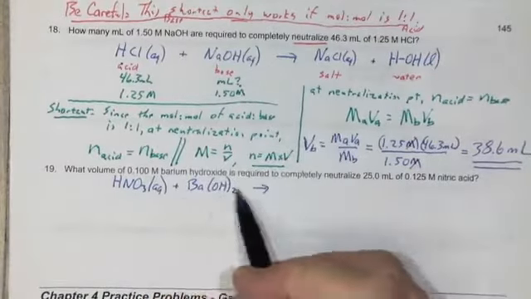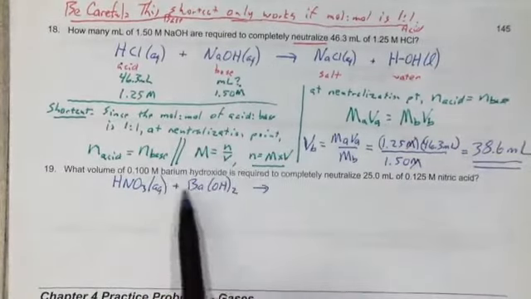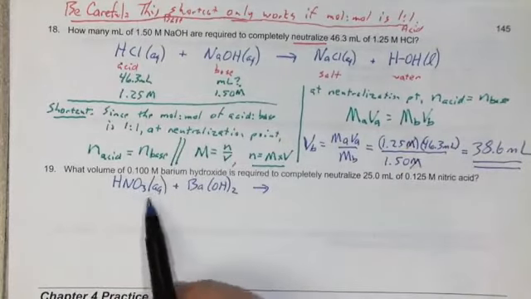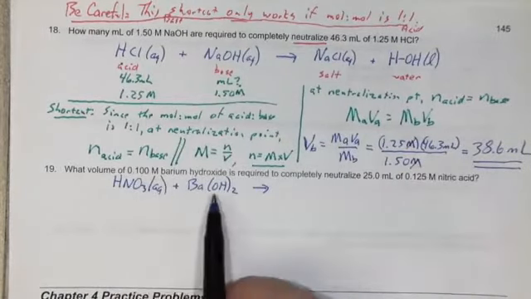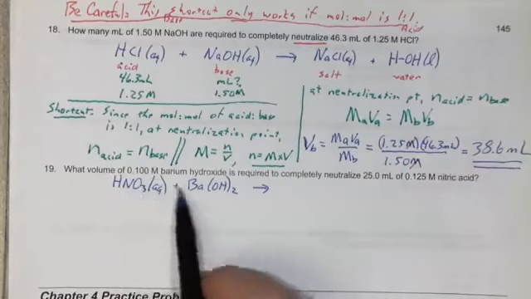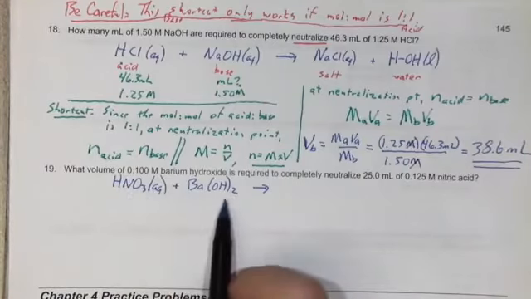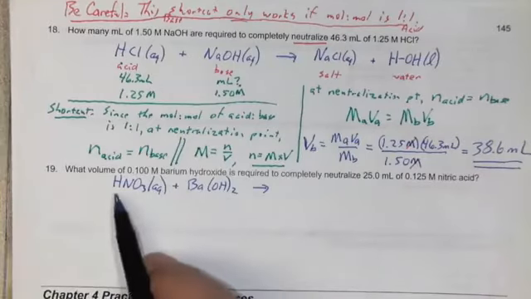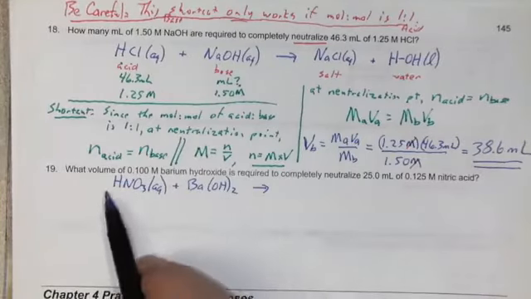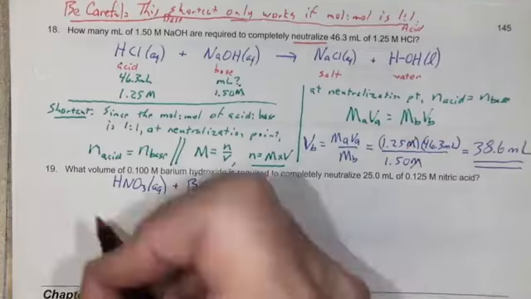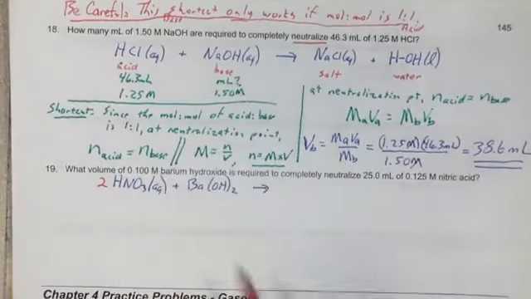Now, as our shortcut, remember in balancing this, if you're running out of time, the shortcut is for every H plus, there must be an OH minus, because that's what's driving these reactions. So how must I balance this? Well, if you followed what I've said, for every H plus, there must be an OH minus. I need 2 moles of nitric acid per every 1 mole of barium hydroxide. Now, that's the shortcut.